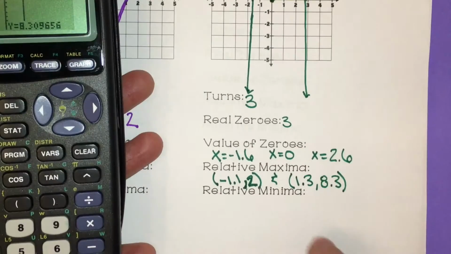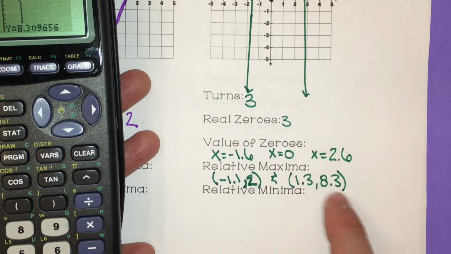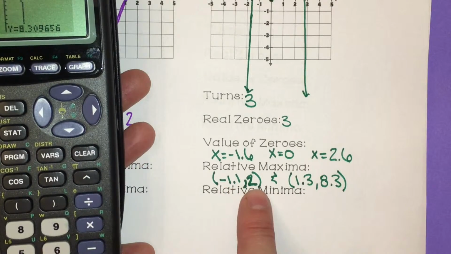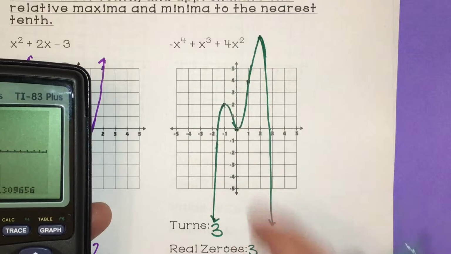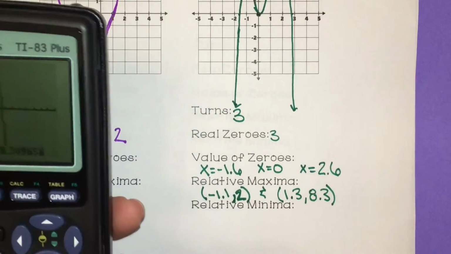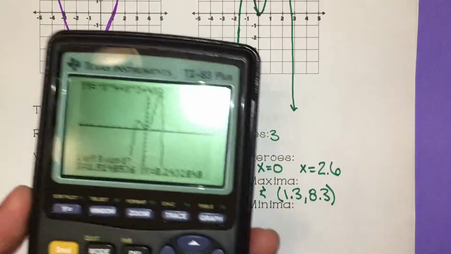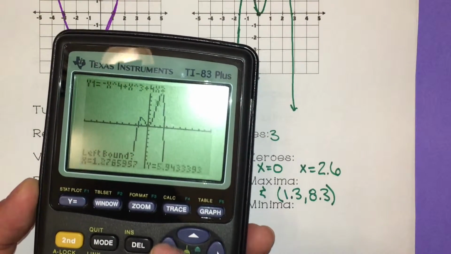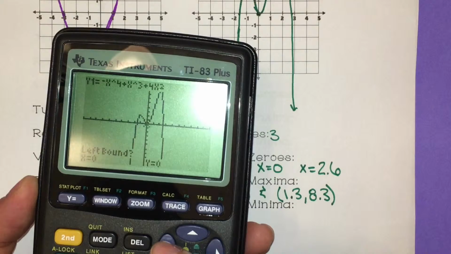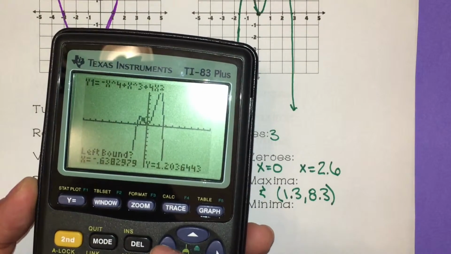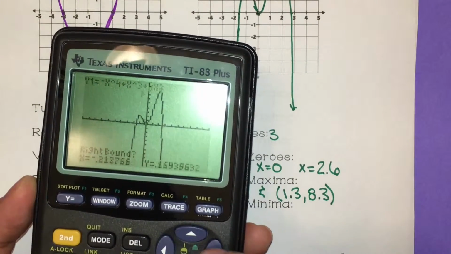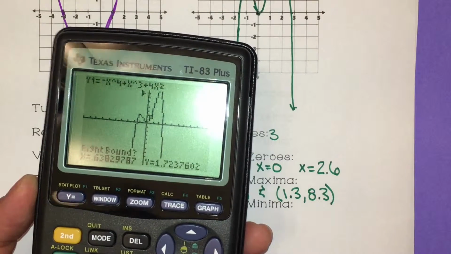So I have two coordinate pairs, 1.3, comma 8.3, and my other one, negative 1.1, comma 2. All right, my relative minima, that's where it curves down here. For the minima, if you want to check it, you can always check it, but we did have that coordinate pair where it was 0, 0, but you can always double check yourself if you want to.